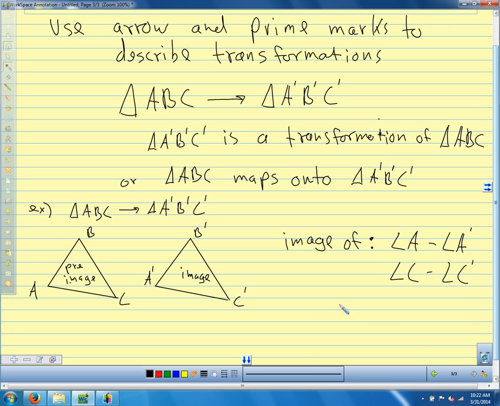And how about the image, let's talk about some segments. What would be the image of segment AB? A prime, B prime. Right idea. You just have a prime over with every letter. So the image of segment AB would be A prime, B prime. The way we've talked about this before is the corresponding angles. These angles are in the same place. We're talking about the corresponding sides and the corresponding angles. How about segment BC? What's the image of segment BC?